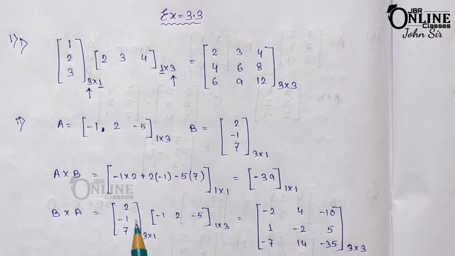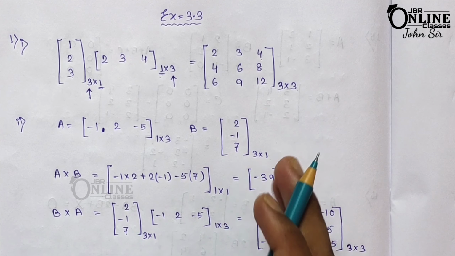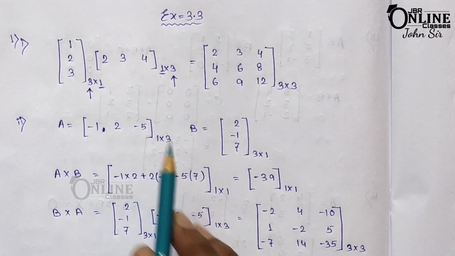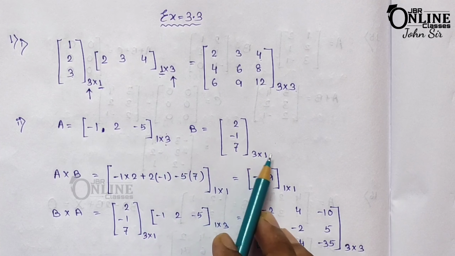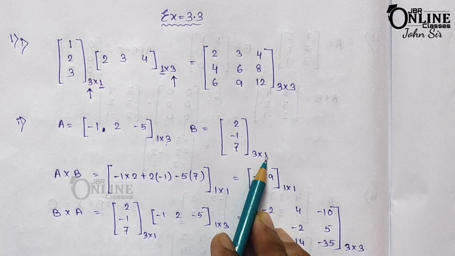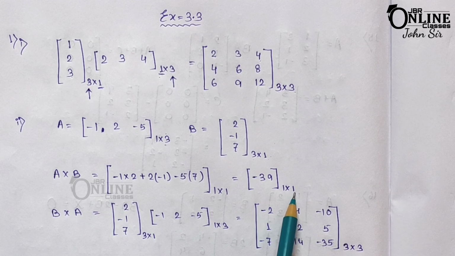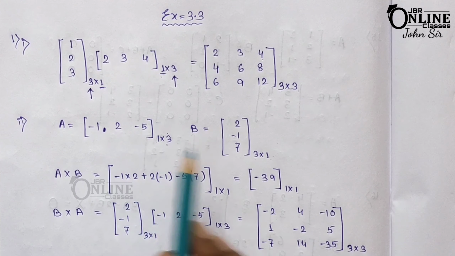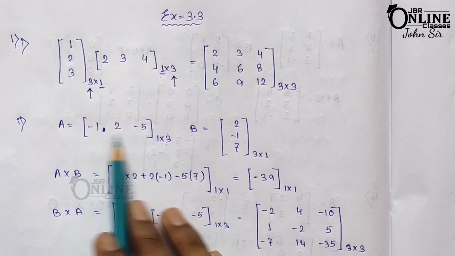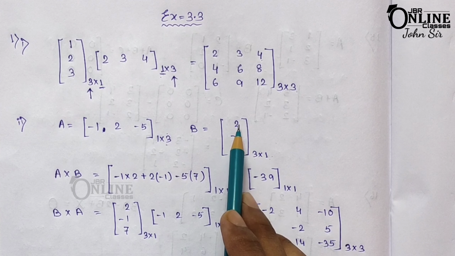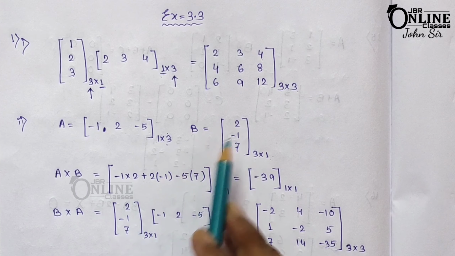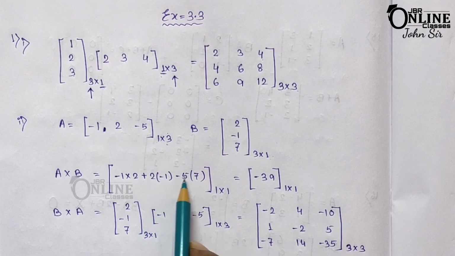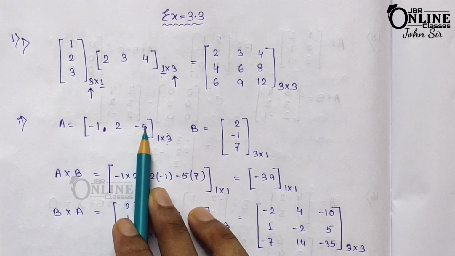Now you have to find the order of AB or BA. Whenever you find the order of AB, these two will be the same. So the order will be 1 into 1, the first one and the last one. Now whenever you multiply a column matrix with a row matrix, first you multiply this one with this one, then add the second one with the second one, then again add the third one with the third one. Remember that.